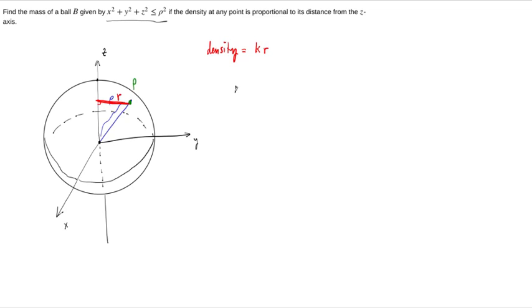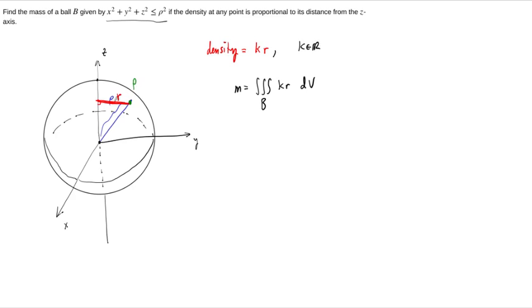Okay, and as we know, the mass is equal to the triple integral over the entire ball of this density function, k times r dV. And so what we need to do is compute this integral of the density function over the entire ball. Again, k here is a constant, and r, though, is the cylindrical coordinate.